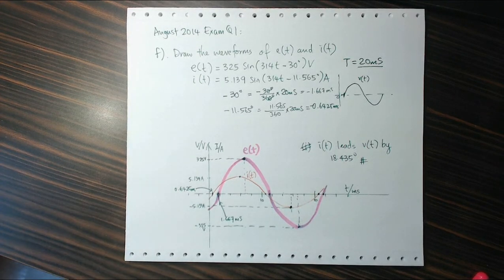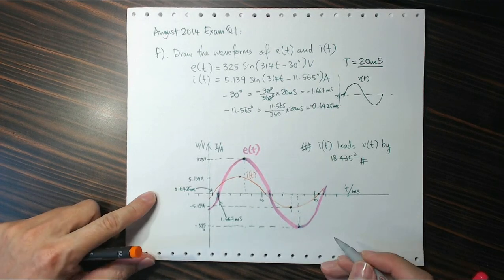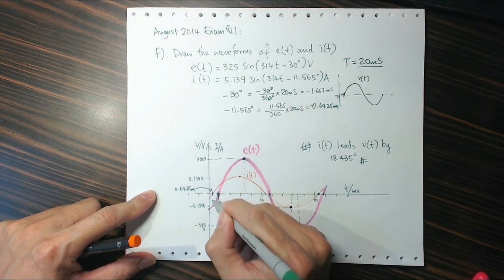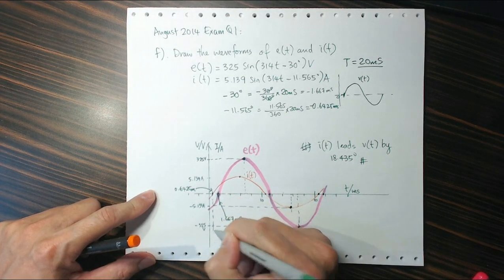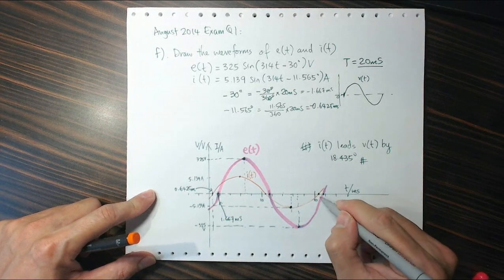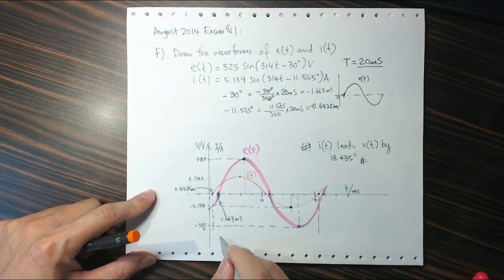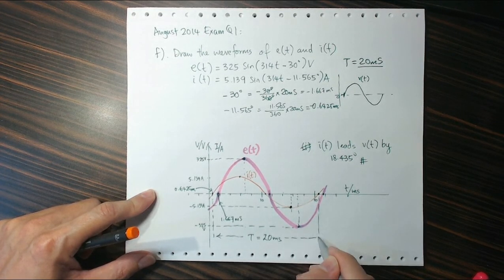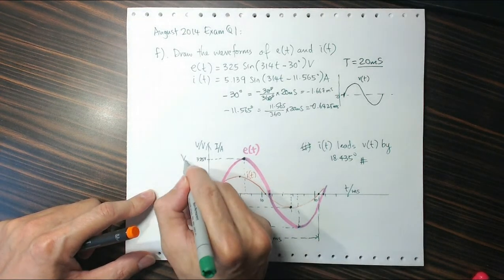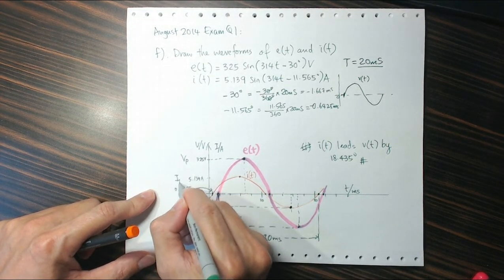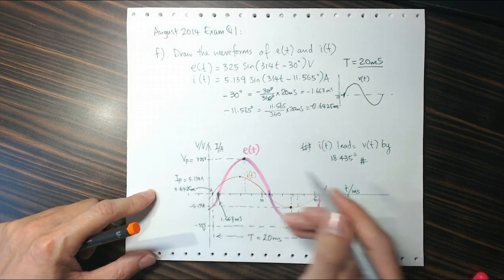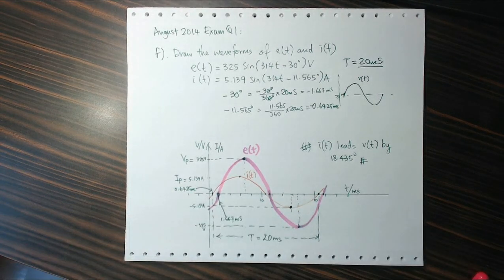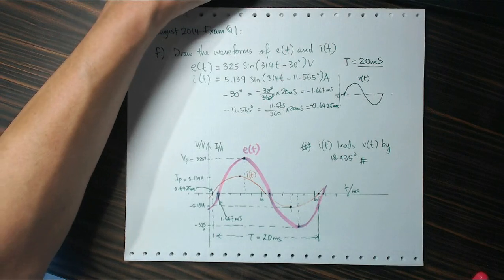Alright, and here you are. You need to label the so-called period. The period is here to here. Period T is 20 milliseconds. Right, the peak value V peak, I peak, here, of this question.